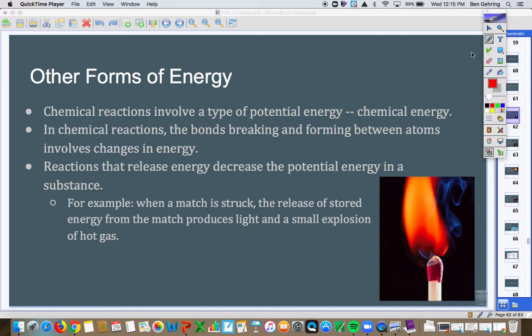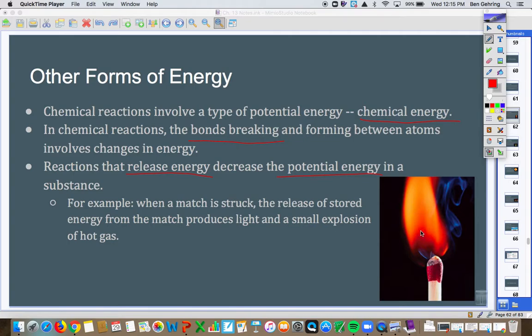When we talk about chemical reactions, we're talking about energy being released in the form of chemical energy, so energy stored between bonds. These bonds are broken and that releases energy, or they're formed and they release energy. If you release this energy, you are decreasing your potential energy in the substance.